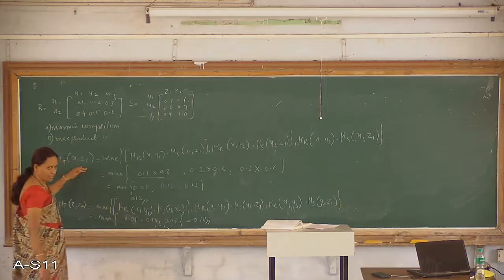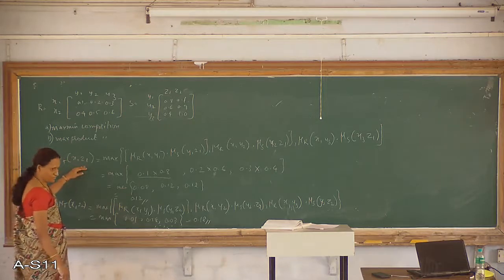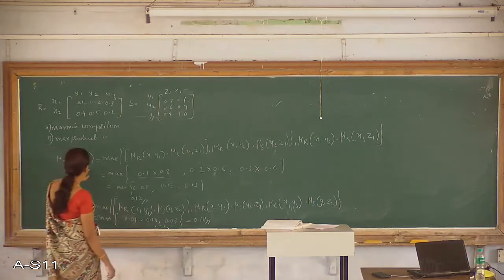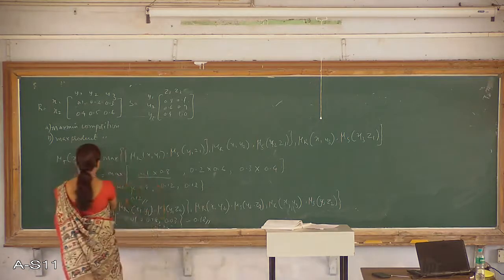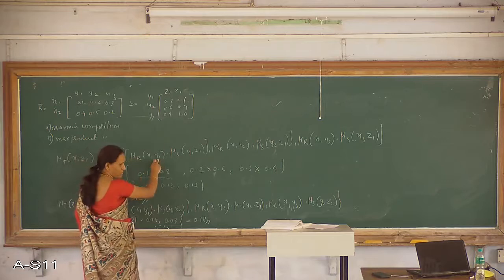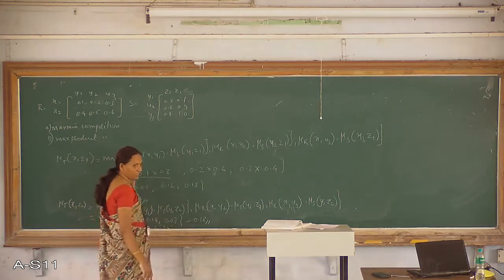Did you get the point? How did I go about the max product composition? Max product composition is given by max of mu r of x, y times mu s of y, z. Whichever variable you want, x1, z1, take the intermediate as y and then perform the calculation.